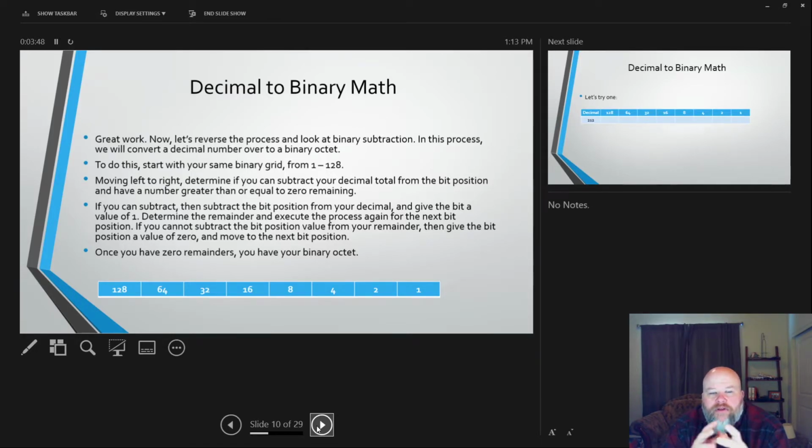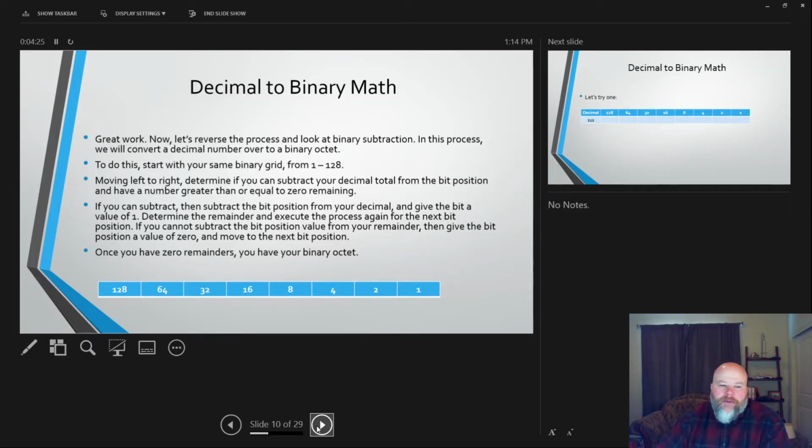So we're going to look at our number, our decimal value, and determine if we can subtract the bit position from our decimal total and have a number greater than or equal to 0 remaining. If you can subtract, then you subtract the bit position from the decimal, and you give that bit a value of 1. Then you take your remainder and move to the next bit location and repeat the process. Once your remainder is 0, all other bit locations from the left to the right will also be 0.